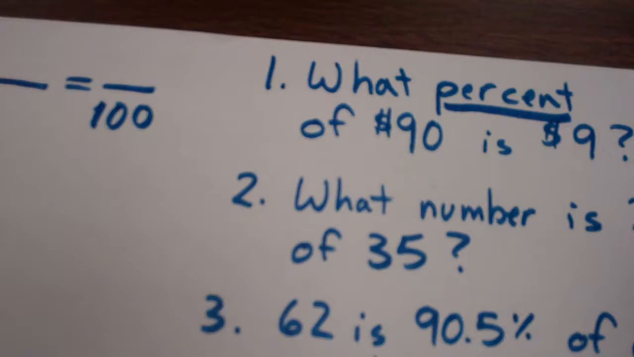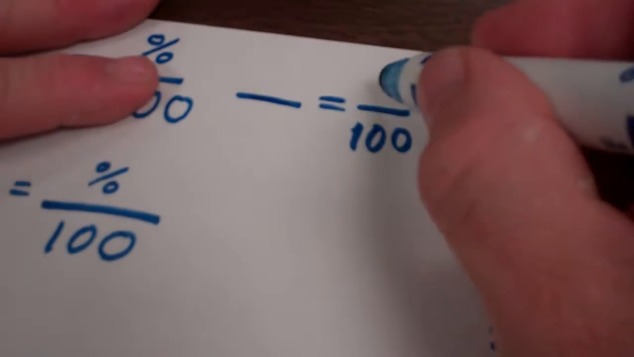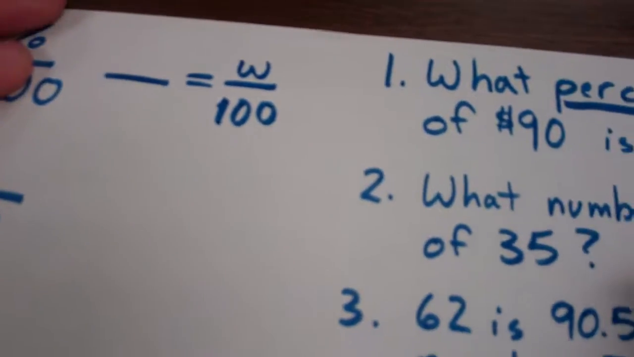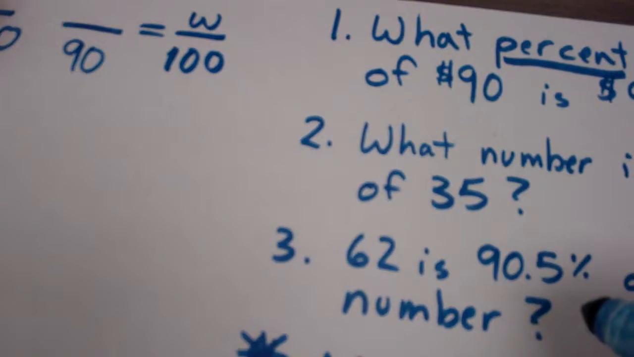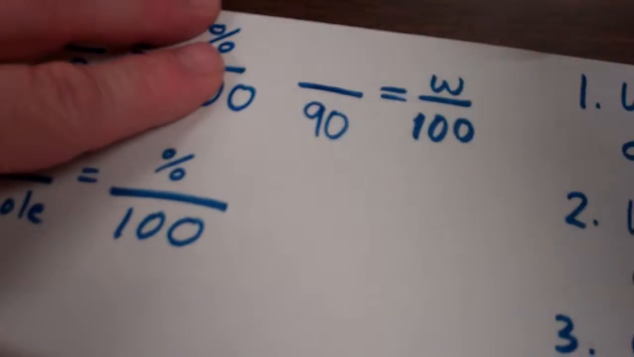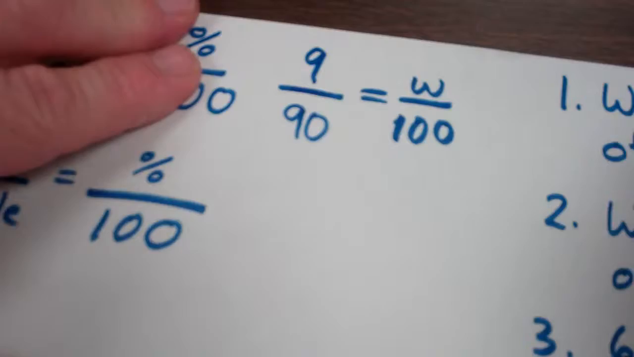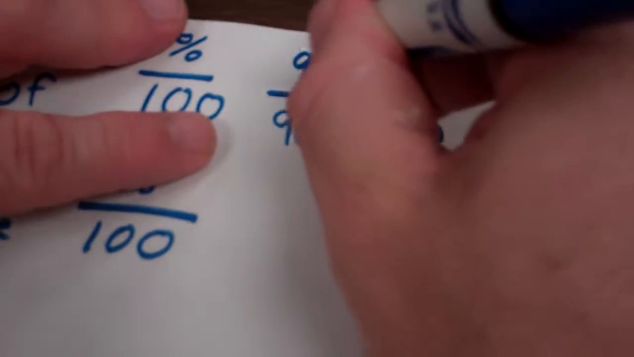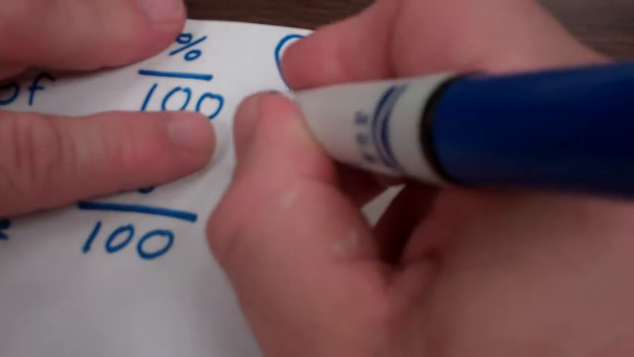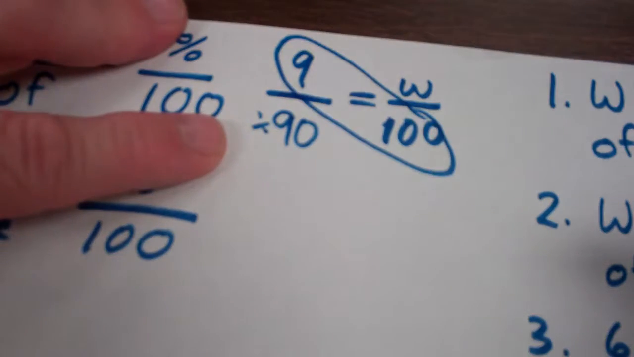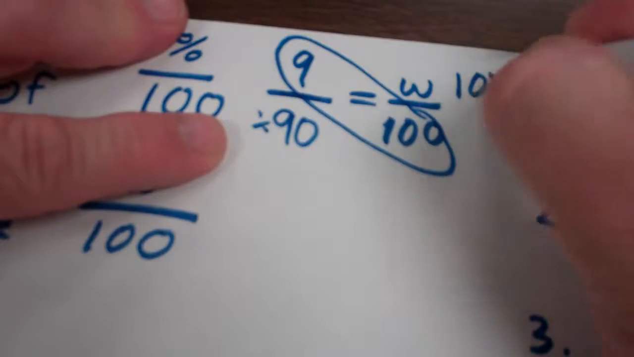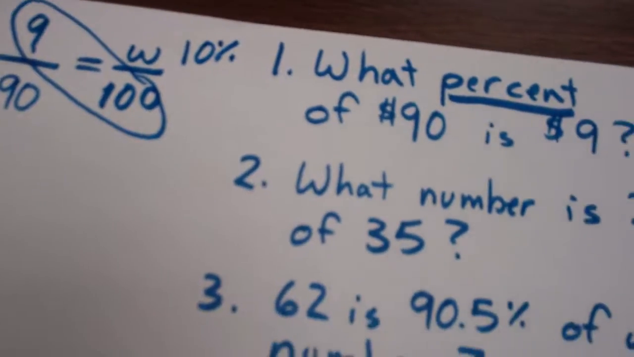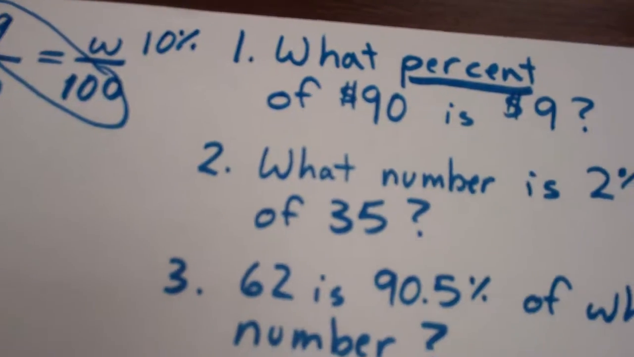Okay? What percent? In other words, I don't know the percent. I'm going to put a variable in there. What percent of 90? They just identified that 90 is the whole. What percent of 90 is 9? We have set up a proportion. We're ready to multiply 9 times 100 and then divide it by 90, and you're going to get 10. What percent? Well, that means it is 10%. What percent of 90 is 9? 10%.